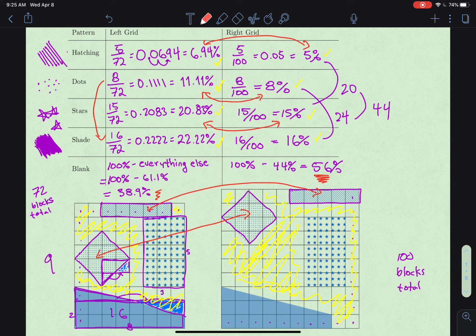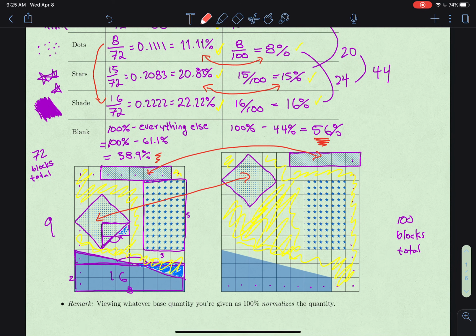Cool. So this is a visual representation of percents being used to reflect part of the whole. And notice in both cases, all the percents add up to 100, but only in the grid on the right are there actually 100 blocks. So this is what we mean by normalizing. We somehow turned the number 72 into 100, so that now we can compare to different grids that don't have 72 blocks. And that is a useful feature of percents.